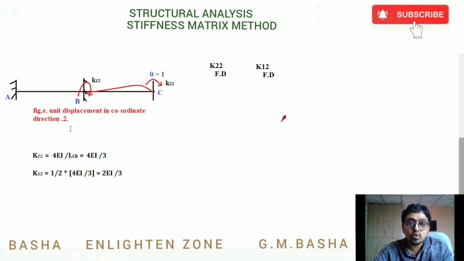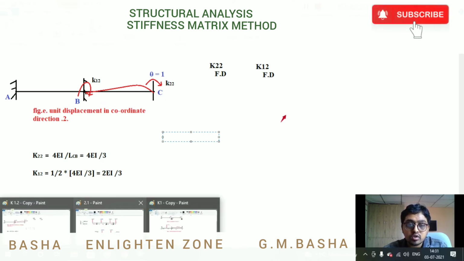Again K12. What I told you is, whatever movement is applied here, you just carry half of the movement to its other end. So what is the moment value here? 4EI by LCB into half. Simplifying that, you will get 2EI by 3. So this can also be obtained from the equations. I will explain in that manner also.